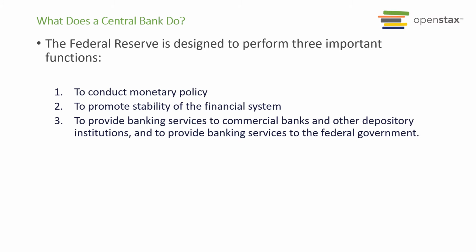All right, so there are three important roles for our Federal Reserve. First is to conduct monetary policy. Monetary policy is when the government uses the interest rate to influence our economic outcome. Then also to promote stability in the financial system, to make sure the banks are operating in a very safe environment. And lastly, to provide banking services to commercial banks and other depository institutions, and to the U.S. federal government. One thing you can think about is that the Federal Reserve is also working as the middleman between individual banks.